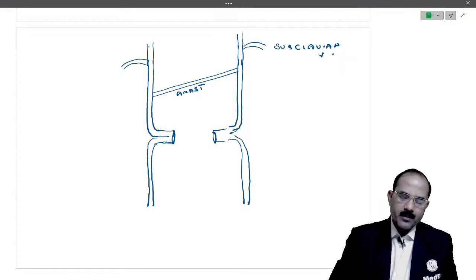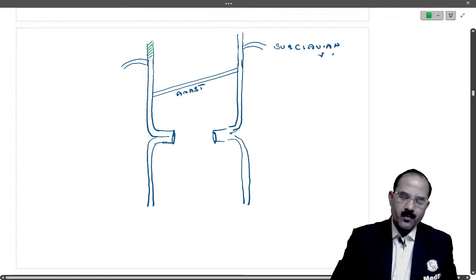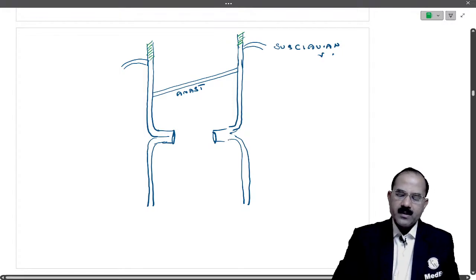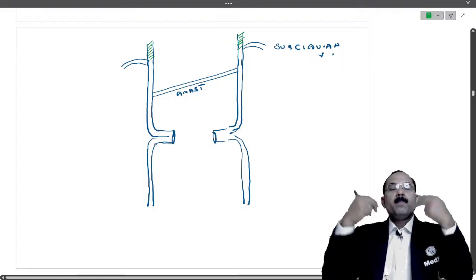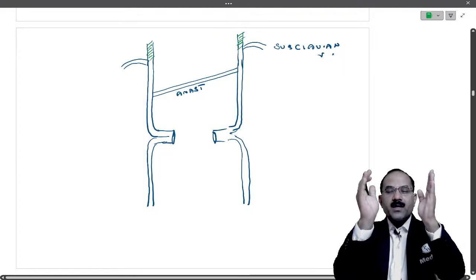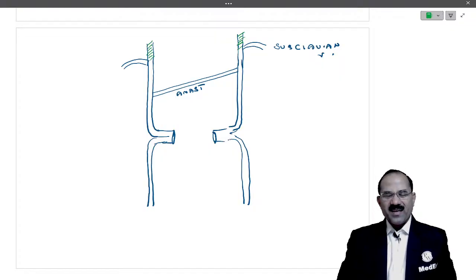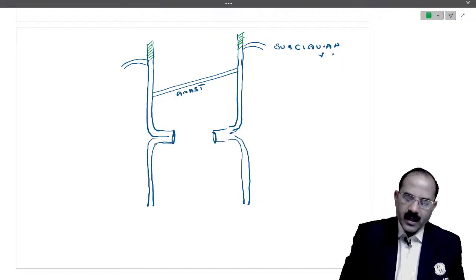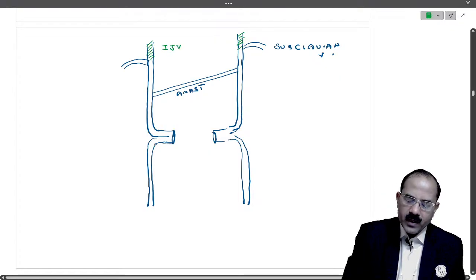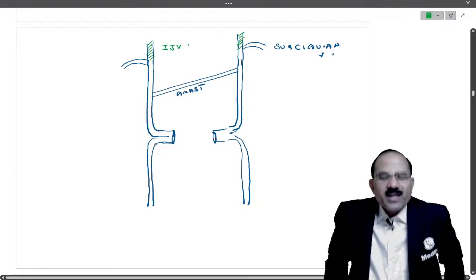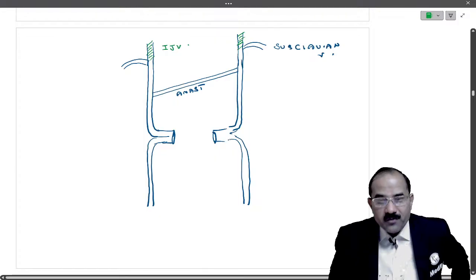Perfect. Now tell me, what is this going to form? What is this vein going to form? This is the anterior cardinal vein above the attachment of subclavian vein. What is this going to form? Any guesses? This is going to form the internal jugular vein. Excellent. Very good, children. So how is the internal jugular vein formed?